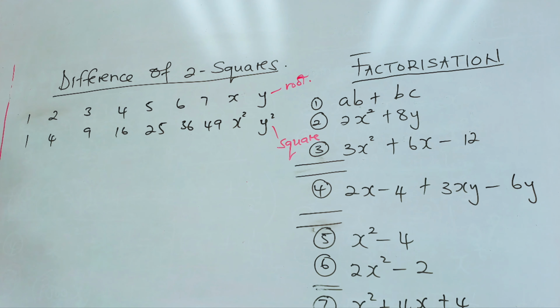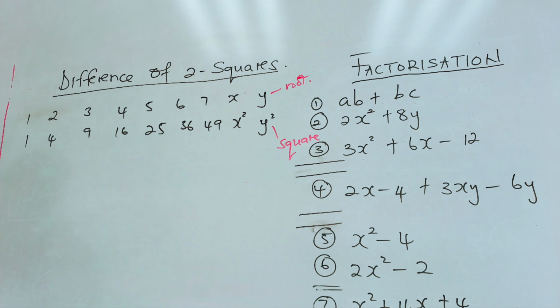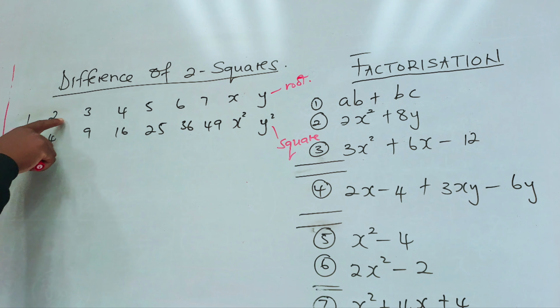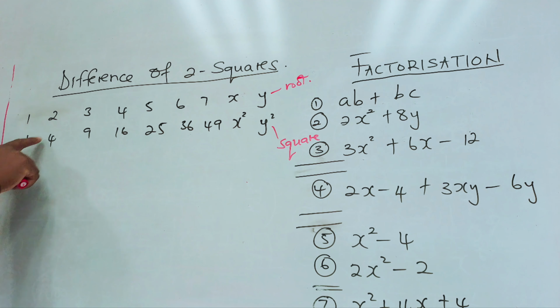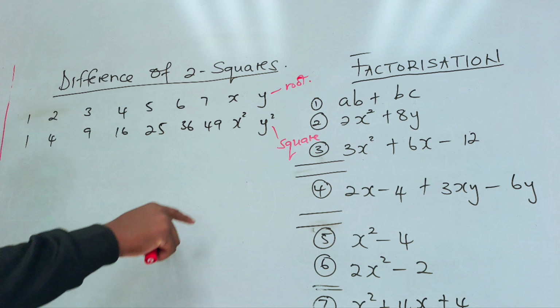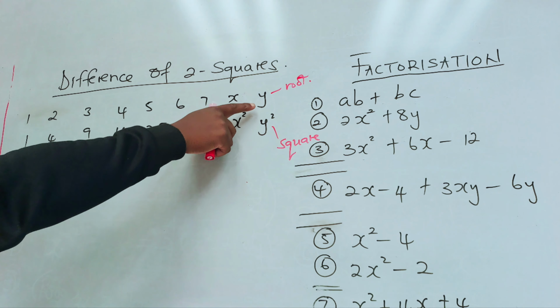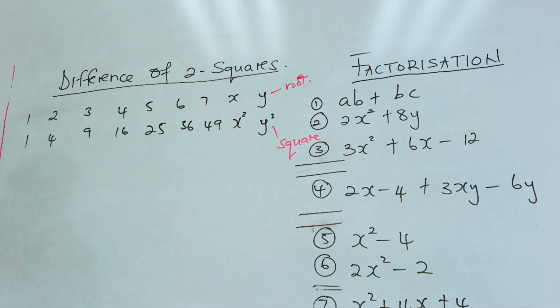Difference of two squares. In this case, you must have a knowledge on what is a square number. So I have listed down squares and their roots. So this is a line of squares, this is a line of roots. So 1, 2, the square of 1 is 1, square of 2 is 4, square of 3, 9, and I came up with these variables. Square of x is x squared, square of y is y squared.